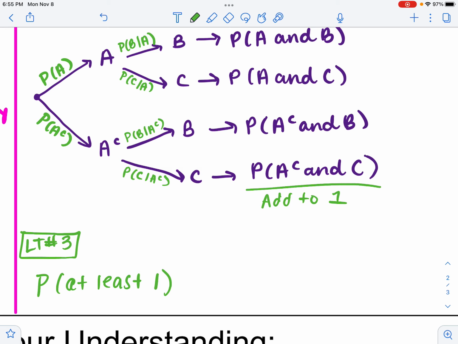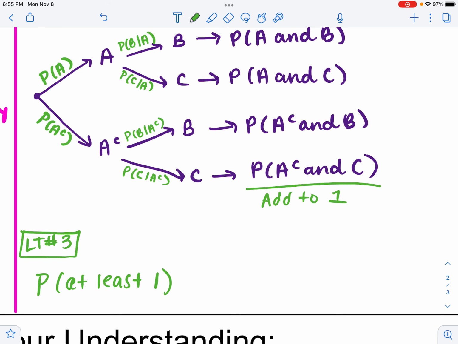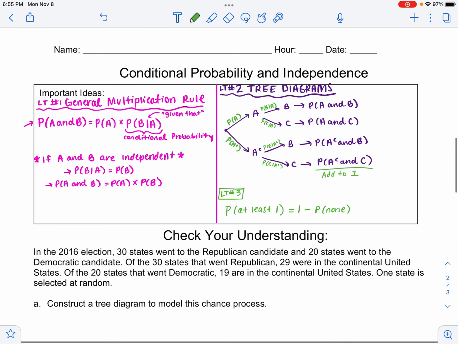The probability that at least one is like the complement of if nobody goes, right? So the probability of at least one is equal to 1 minus the probability of none, because it is the complement of no one going, right? Either no one goes or at least somebody goes. So in order to find a probability that says at least one, you can use the formula, 1 minus the probability that none happens. All right, so there's the lesson.